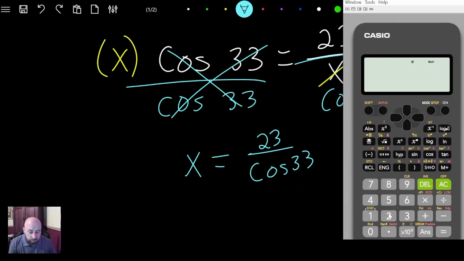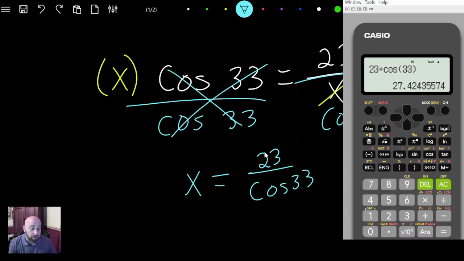So we're going to do 23 divided by the cosine. So hit cosine and then 33, and we can close that parenthesis and just hit equals. And we're going to get 27.424. Now notice again, we have to round this off. Why do we have to round it off? Because it didn't give us an exact value.